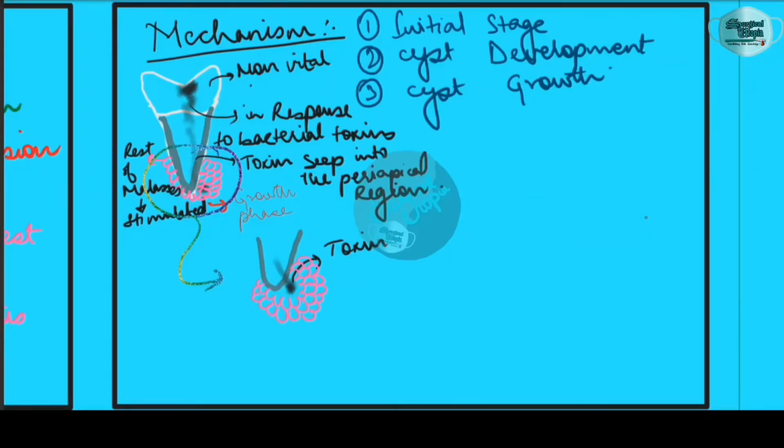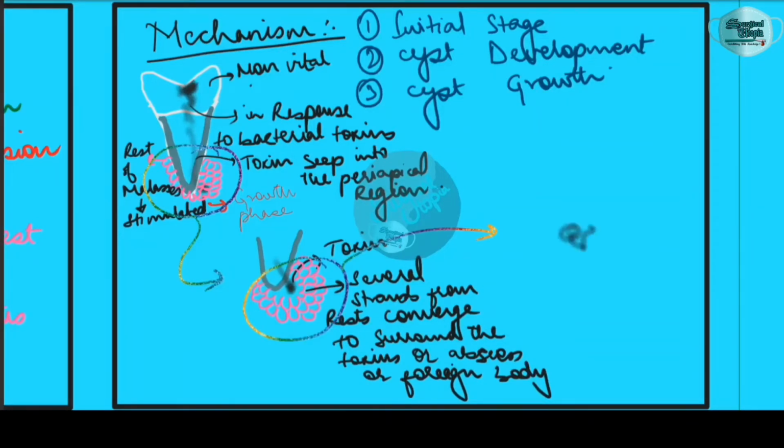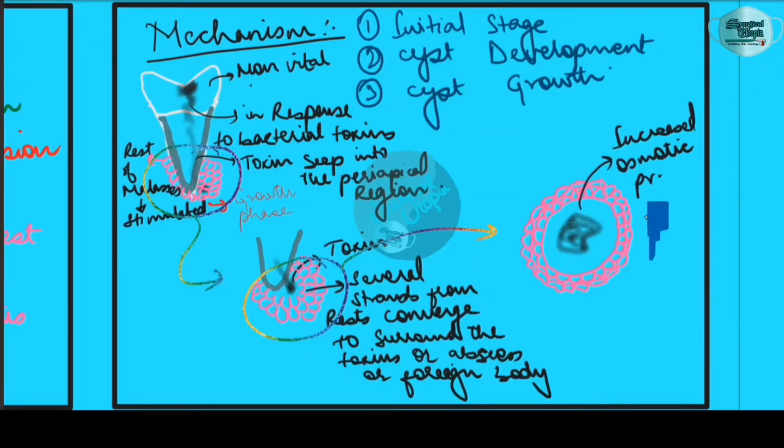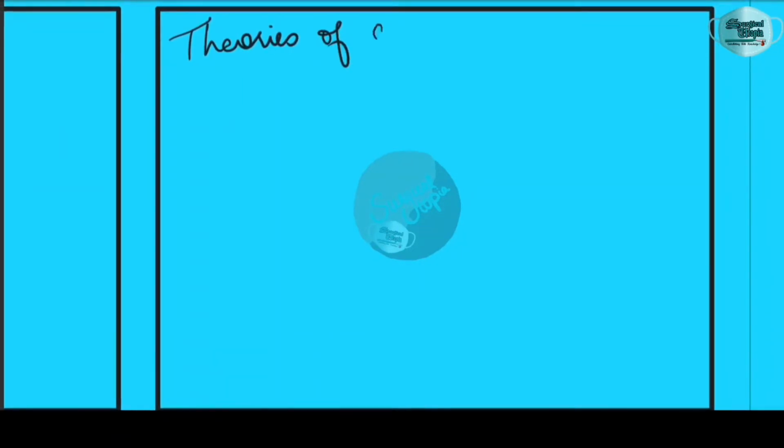The epithelial rests from the strands are attracted to the area which contains exposed connective tissue and foreign body substances, and several strands from each rest converge and surround the abscess or foreign body, following which the fluid flows into the cavity where the forming cyst is growing due to increased osmolality of the cavity in relation to the surrounding serum in capillaries, and the pressure and the size of the cyst increases. There are various theories associated with the mechanism of cystic growth.